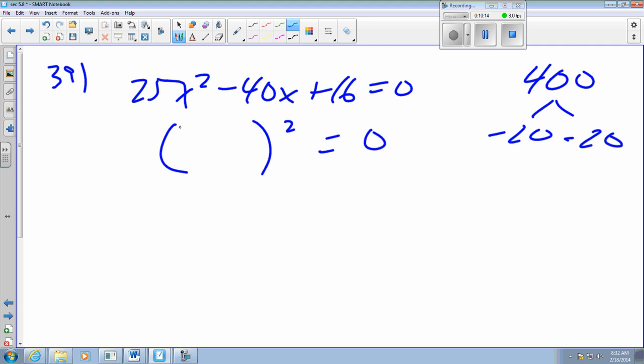It'll factor into a binomial squared. So square root of the first term gives me 5x. Square root of the last term gives me 4. Sign in front of the middle gives me a negative. Since we're going to have two of these same terms, we don't need to list it twice, just once. If we set it equal to 0, we would add 4 to both sides and divide by 5, and I would get 4/5. Question number 40.